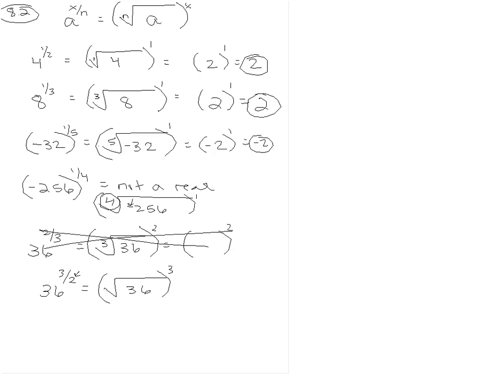So that's the square root of 36 raised to the 3rd power. So what is the square root of 36? 6, and it's raised to the 3rd power. So 6 times 6 is 36, times 6 is... hang on. 36 times 6 is 216. 216. Let's try another one.